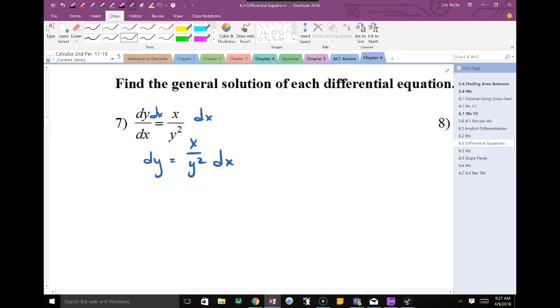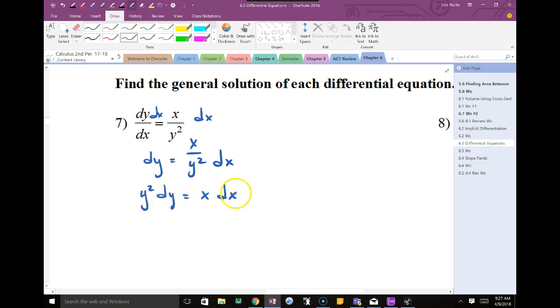Okay, so now you see that I have an x and a y on that right side. I want all of my y's to be on the same side, so I need that y squared to get to the left side. So how am I going to get it there? By multiplying it, because it's in the bottom, right? You just said the wrong word, that's okay.